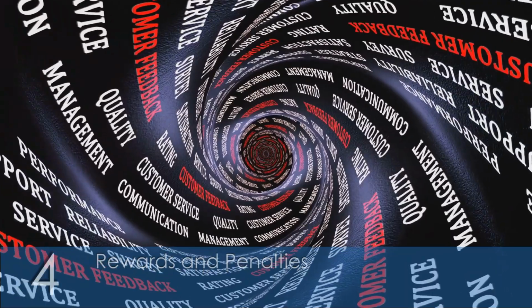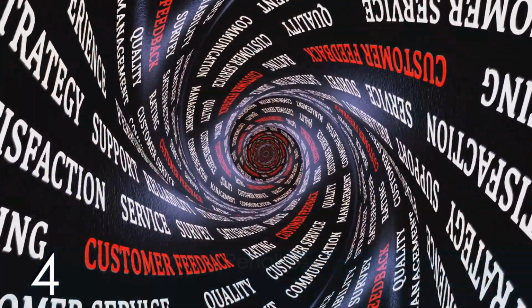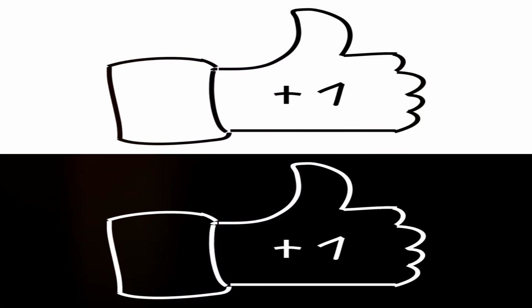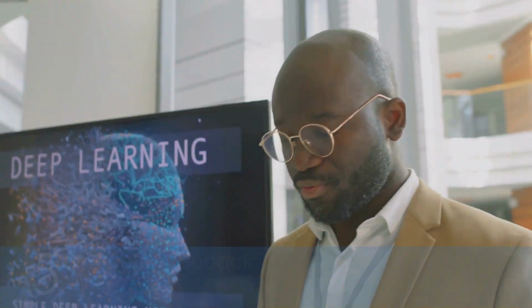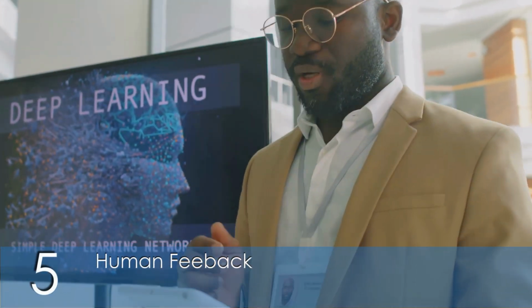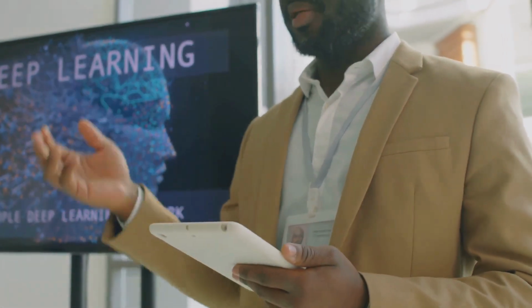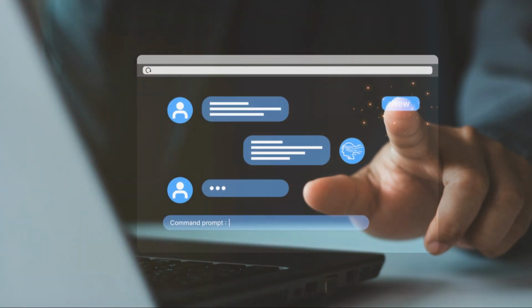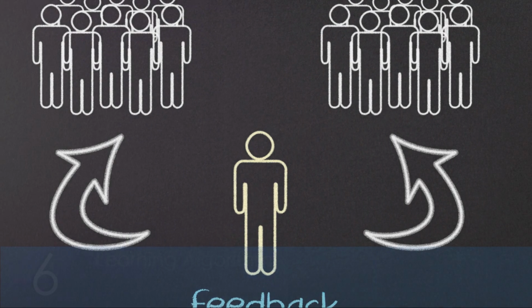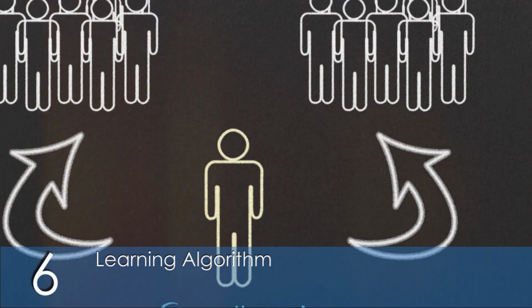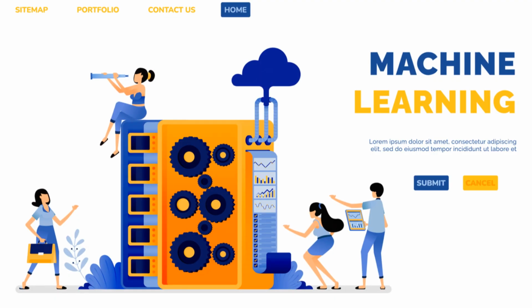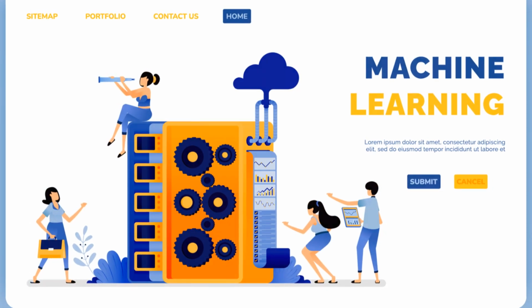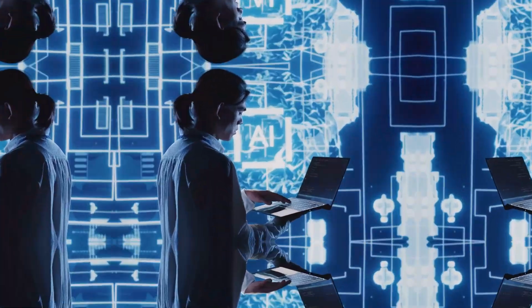4. Rewards and penalties. Rewards and penalties are the feedback signals given to the agent. Positive feedback, rewards, encourages certain actions, while negative feedback, penalties, discourages others. 5. Human feedback. Human feedback is the crucial component that guides the agent's learning process. Humans provide insights, corrections, and evaluations that help the agent improve its performance. 6. Learning algorithm. The learning algorithm is the method by which the agent updates its policy based on the feedback and experiences it gathers.